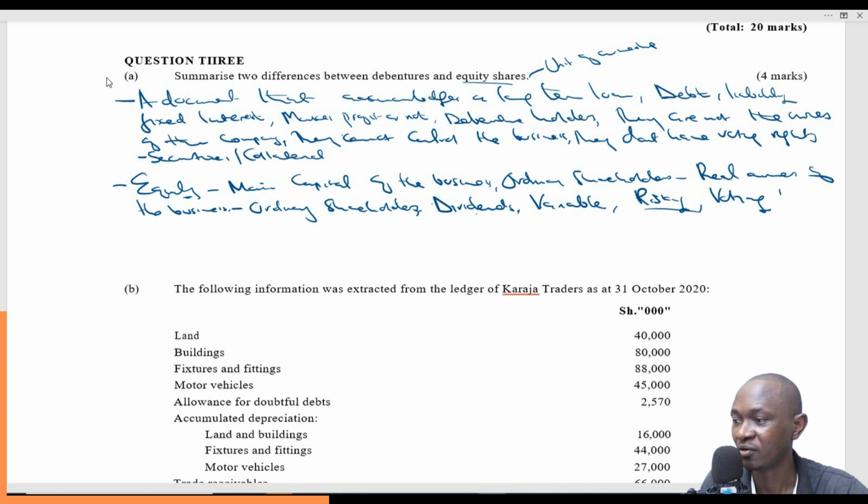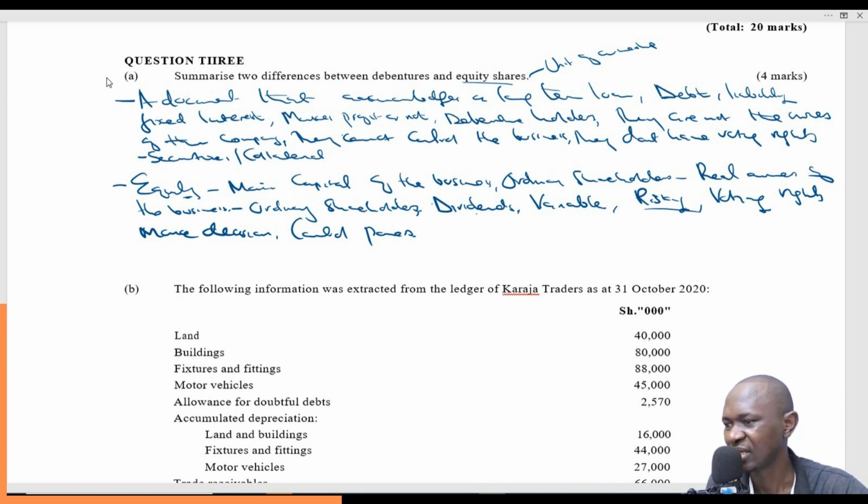And they carry the voting rights. That means that they can make decisions on behalf of the company. They have the control powers. They have voting rights. I think these are more than enough. And we say they are called shareholders.